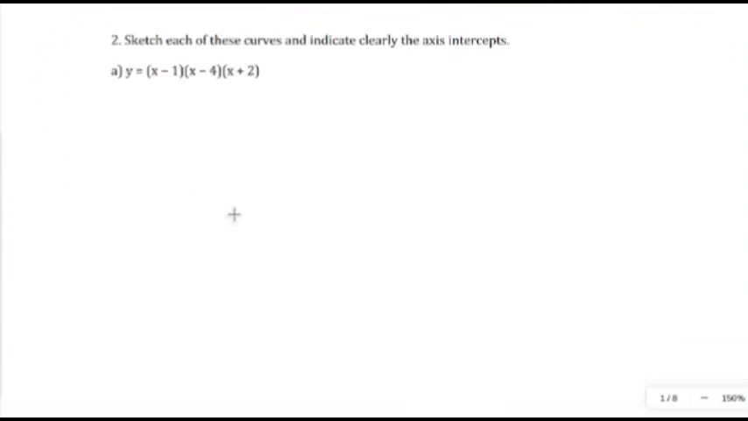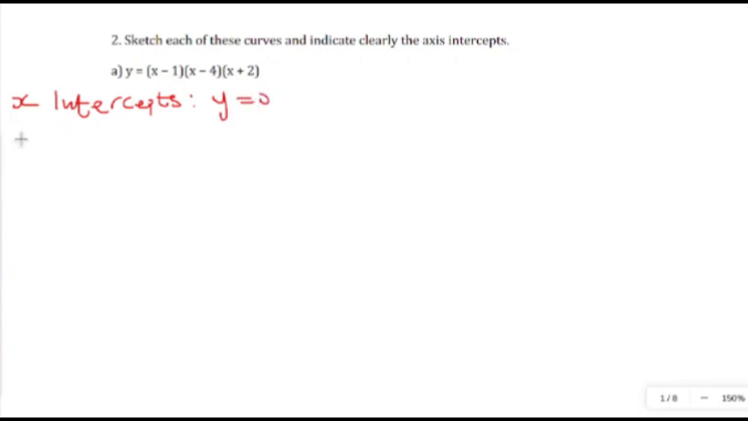Question 2. Sketch each of the curves and indicate clearly the axis intercepts. So we are required to sketch these curves. What do we do? The first thing is let's get the intercepts first. So the x-intercepts: to get the x-intercepts as usual, we make y equal to 0.